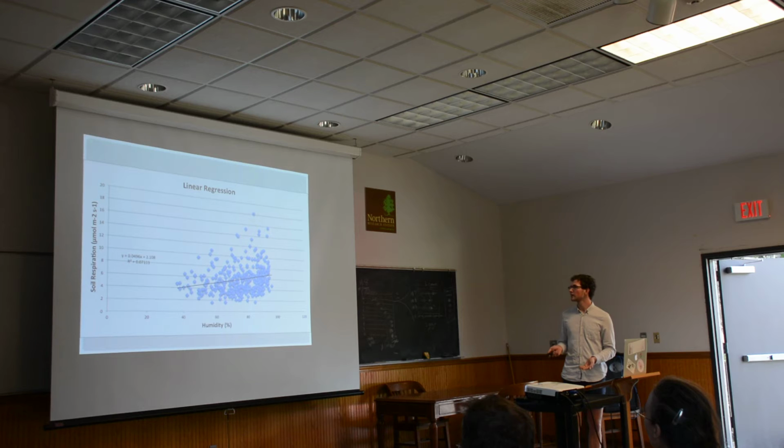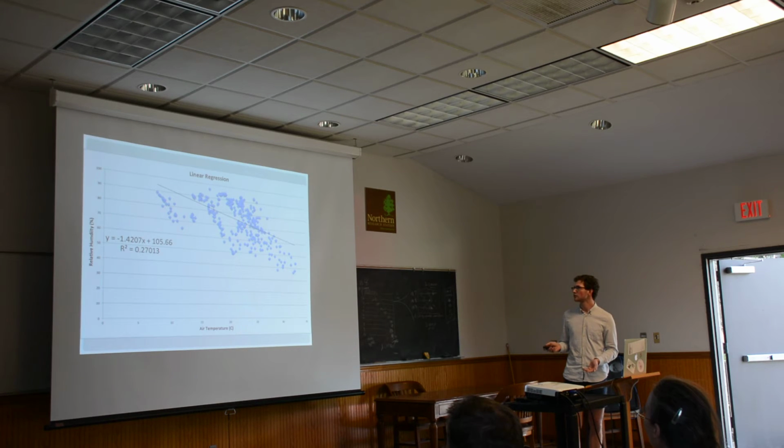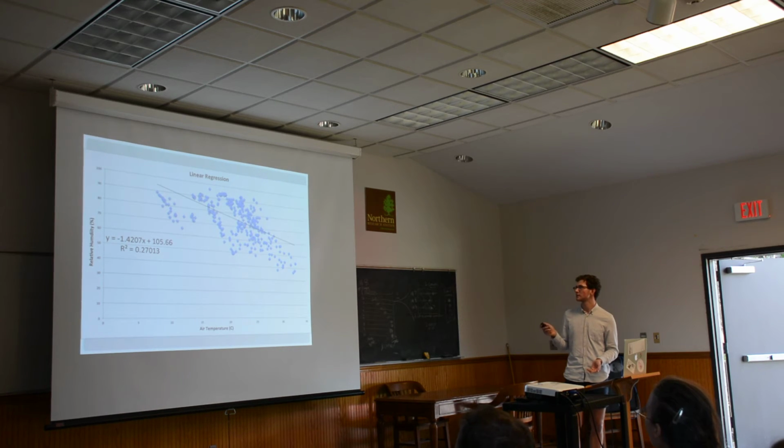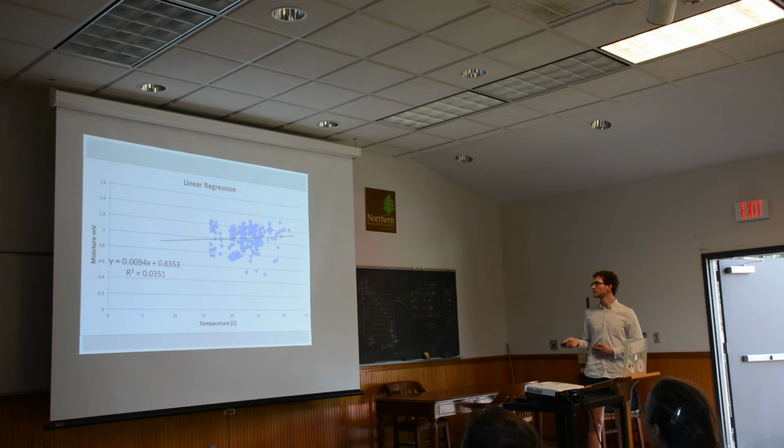But then when you look at humidity and soil respiration, you see that trend that you'd expect with moisture. And then when you look at air temperature and humidity, you also see the same trend you would expect: as temperature is going up, the relative humidity was going down. So this is just a little bit confusing. And then I did the same thing with the moisture and it's showing the opposite thing. So I think maybe my data might be a little wacky right here.